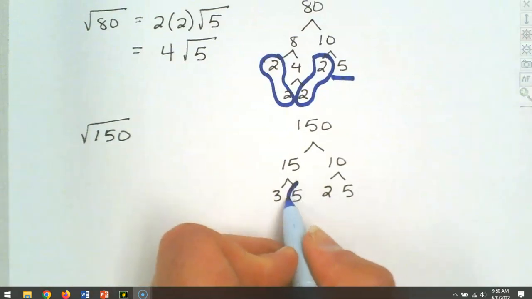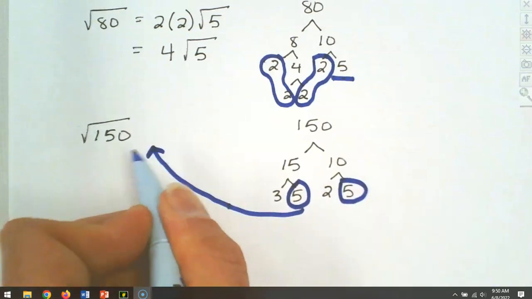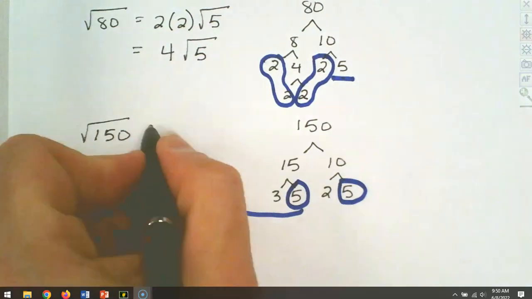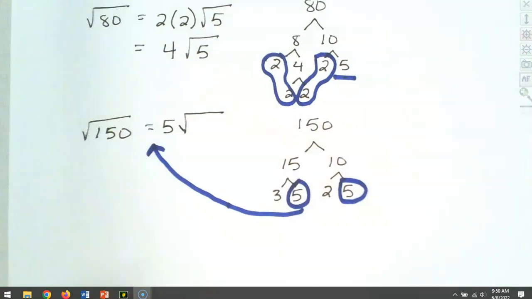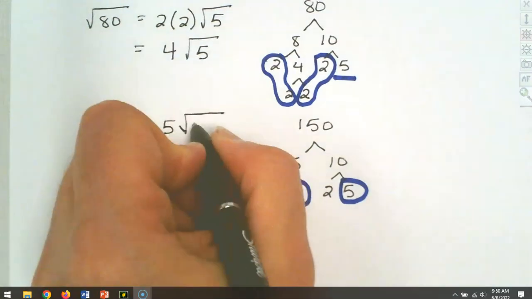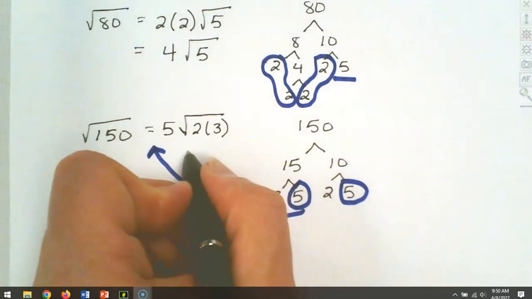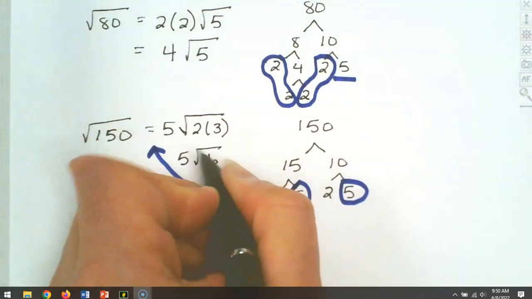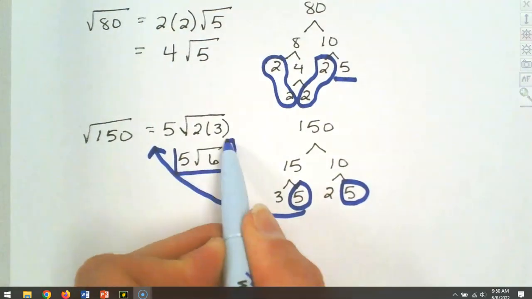Let's find our pairs. What do we have? We have a pair of 5s. So that pair of 5s comes out in front. And what's left over? Well, what doesn't have a pair? In this case, there's two numbers that don't have a pair because we've got a 3 and we've got a 2. So they go inside that square root, and they're going to get multiplied together. So whatever's left over, multiply it together. And then what's my final answer going to be? 5 square root of 6. That's going to be your final answer there.